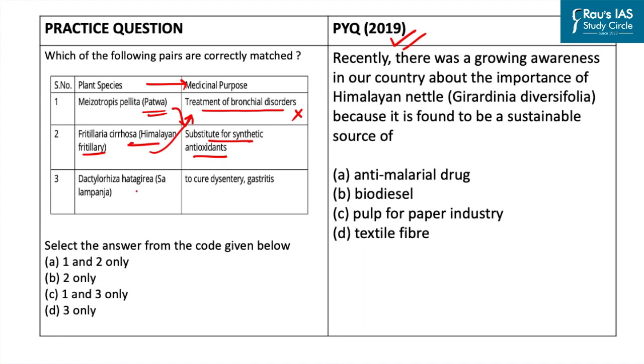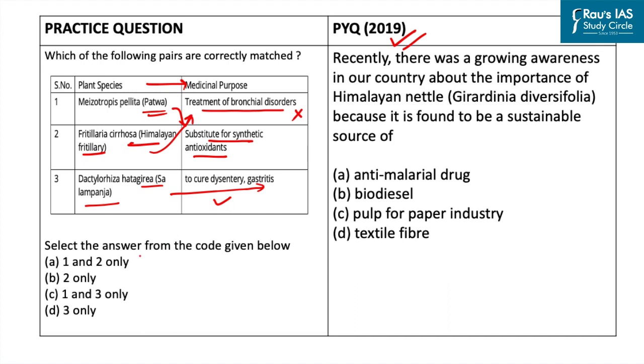The third plant species mentioned here is Salam Panja, and it is matched with to cure dysentery and gastritis. Now this is correctly matched, as Salam Panja has been extensively used in Ayurveda, Siddha, Unani and other alternative systems of medicine to cure dysentery, gastritis and even diseases like stomach aches, chronic fever and that of cough.